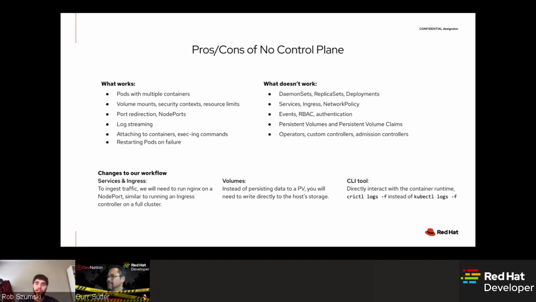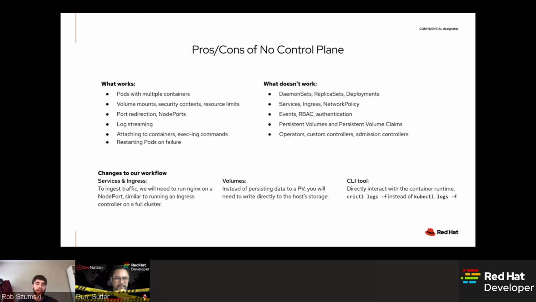And then PVs and PVCs. Direct host mapping of volumes is actually the easiest thing to do here, and because these pods aren't moving around between nodes, it's not a big deal. And lastly, it pains me, but you don't get operators and custom controllers, admission controllers, all that really advanced stuff because there's no control plane. But also you don't need that advanced stuff. You're just running this single node.